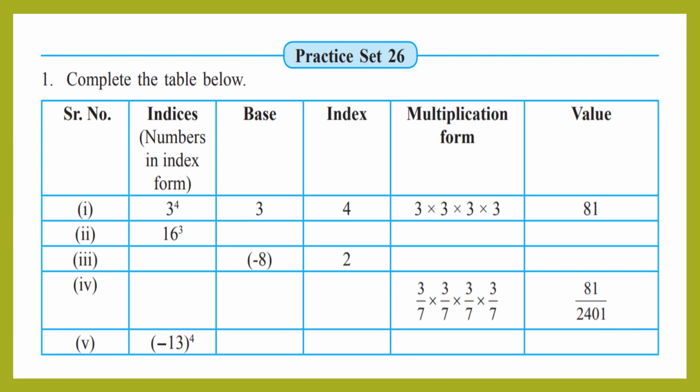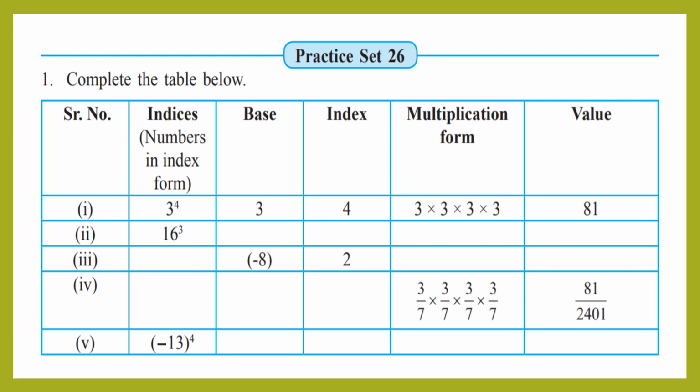Now 3 raised to 4 in the multiplication form is expressed as 3 into 3 into 3 into 3. That is, 3 is multiplied by itself 4 times as the power is 4. So the value will be 3 into 3 is 9, 9 into 3 is 27, 27 into 3 is 81.